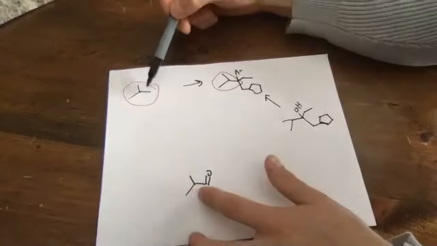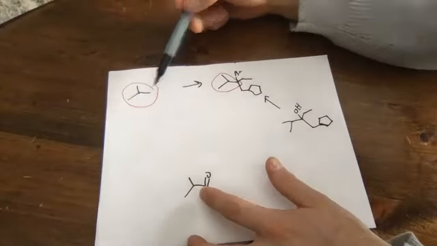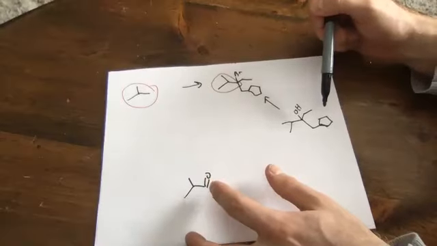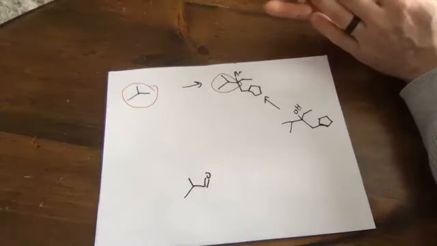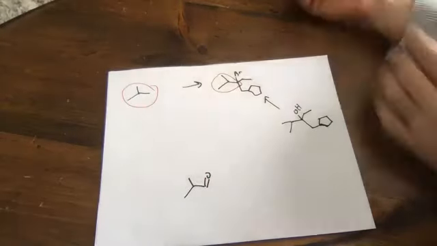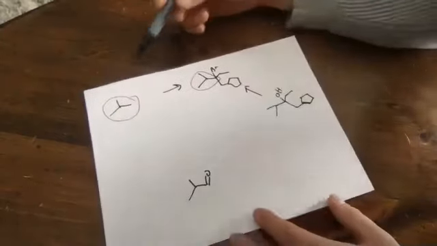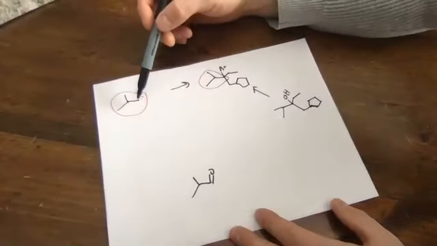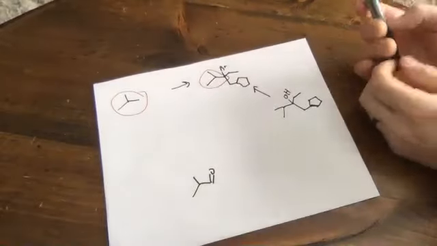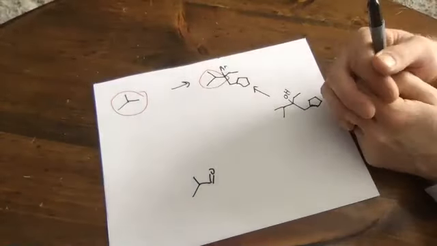So getting from here to here should be pretty straightforward. Getting from here to here should be pretty straightforward. So let's break these down. You could either use Br2 in light or Cl2 in light as your starting reagent. It's not really going to make a difference.